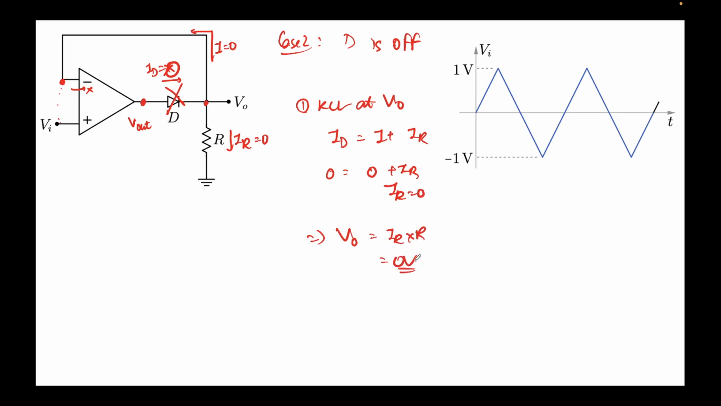No current is flowing over here, but there has to be some condition. We will see that condition if we redraw this diagram, minus plus.